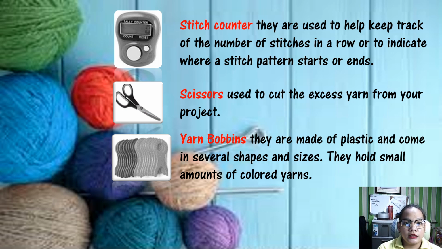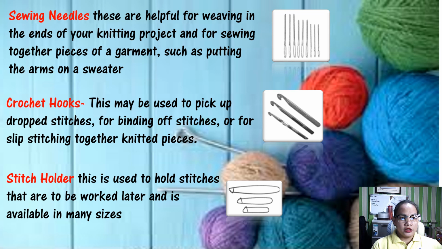Okay. Next is scissor. Scissor is used to cut the excess yarn from your project. And yarn bobbins, so they are made of plastic, come in several shapes and sizes. So you're going to use this to hold small amounts of colored yarn. Next is sewing needles. So these are helpful for weaving in the ends of your knitting project and for sewing together the pieces of garments, such as putting the arms on your sweater.